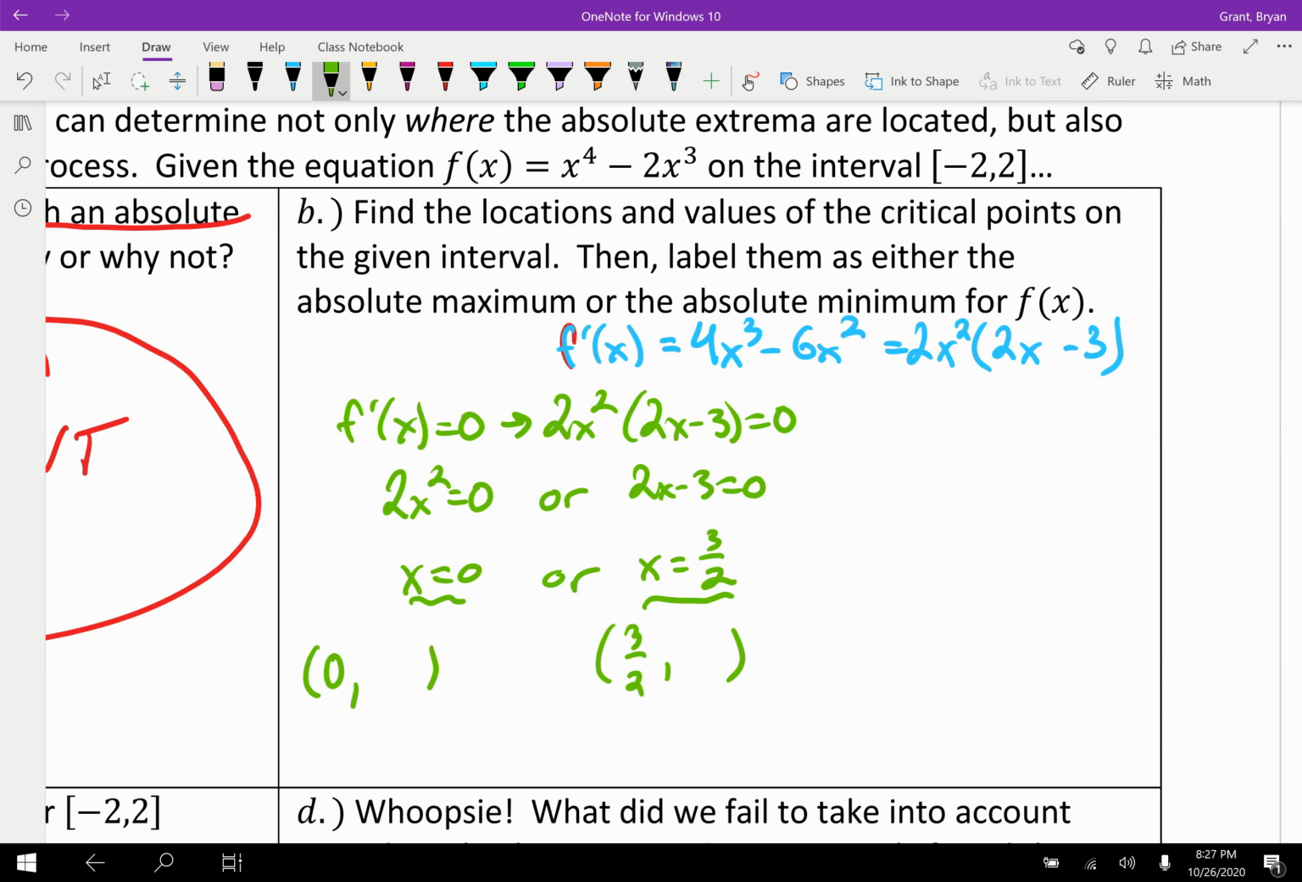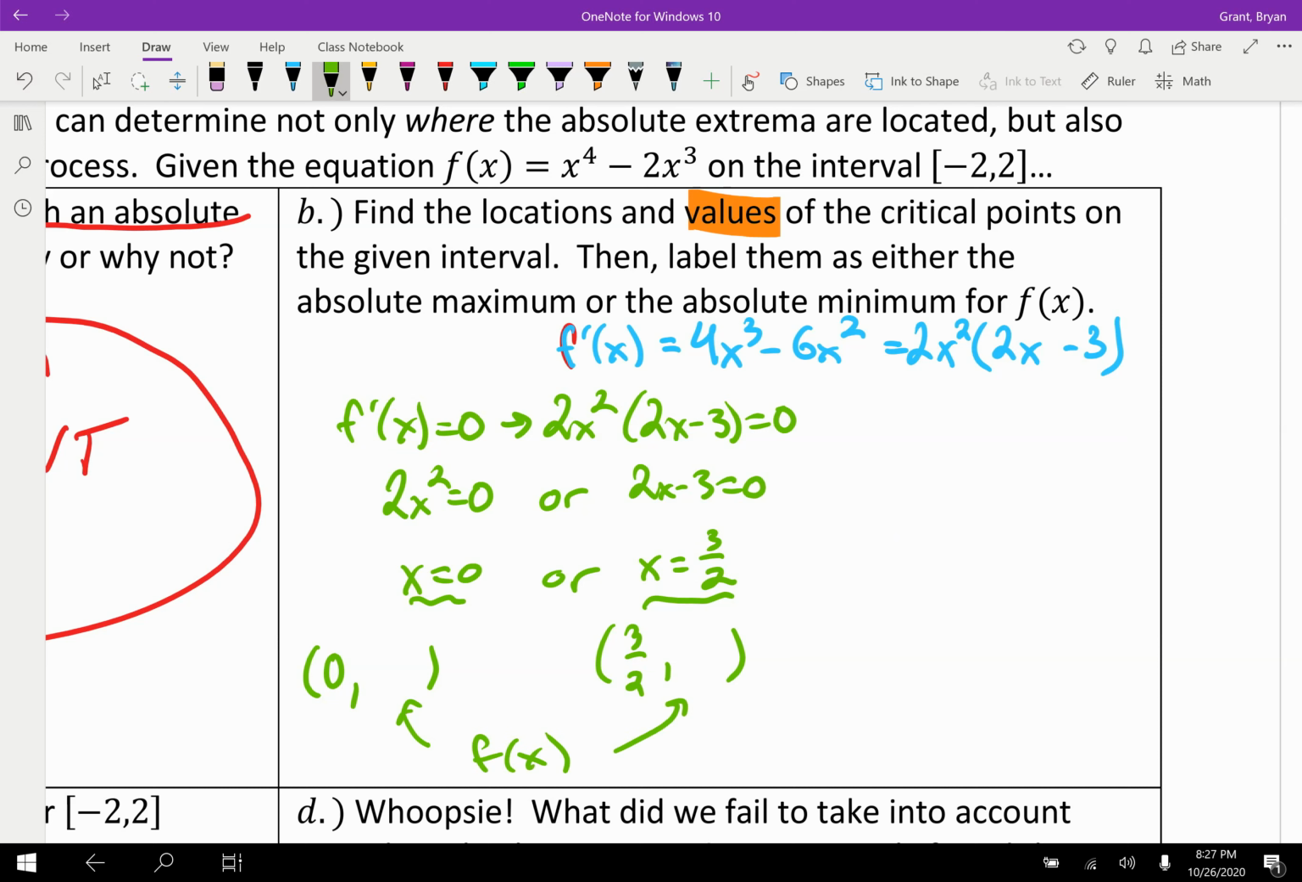Now, this is the part that people get tripped up about. They want us to find the values of the critical points. That does not mean plug the critical points into the derivative, because we know what's going to happen if you plug the critical points into the derivative. We set the derivative equal to 0 and solved. These are the points that make the derivative equal to 0. We are not going to plug them in there. These points over here need to be on the graph of f of x.